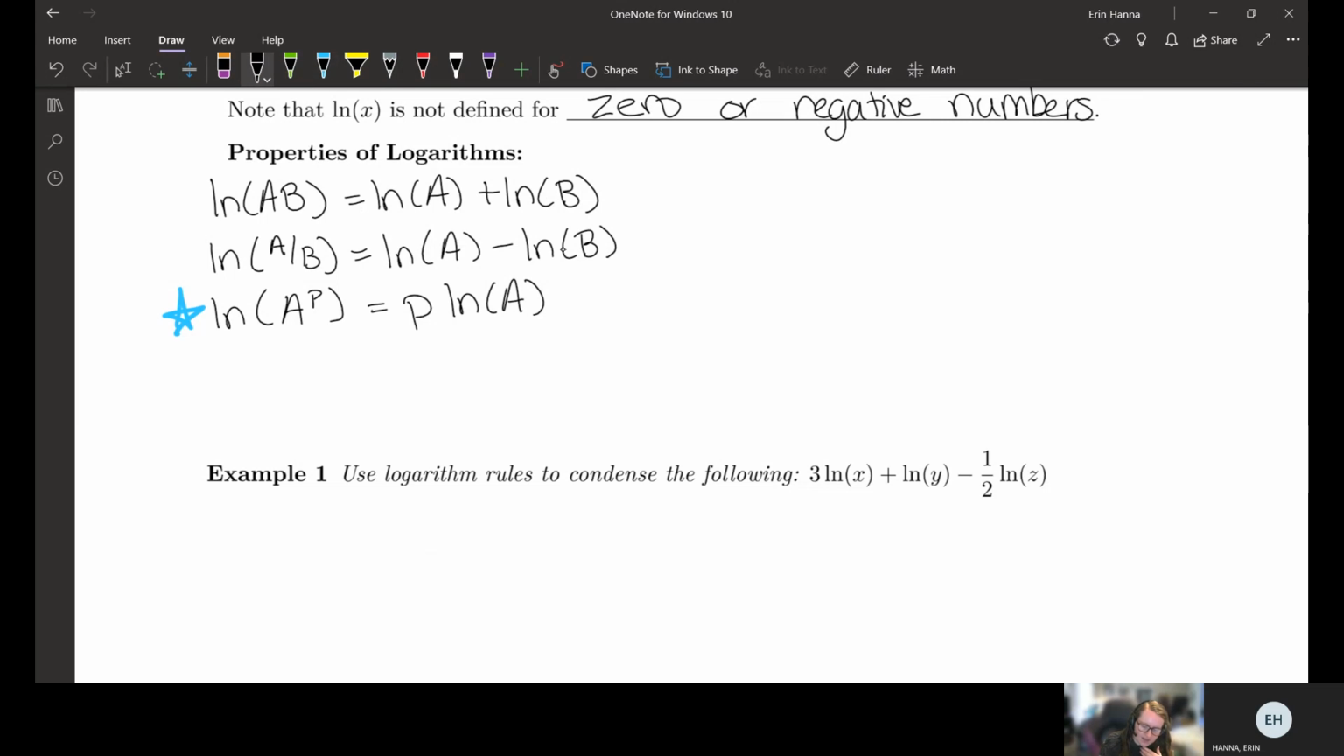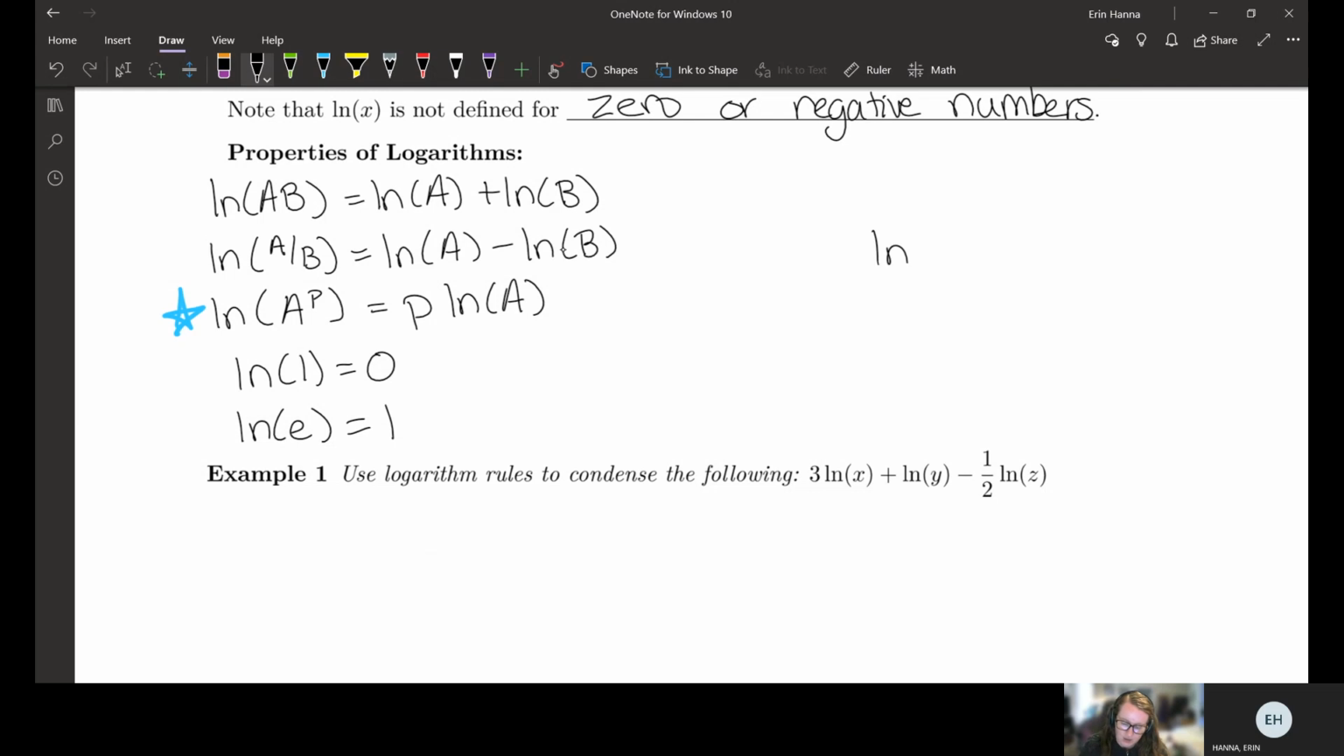And then we have that the natural log of 1 is equal to 0. The natural log of e is equal to 1. These are important to remember. So those 5 are the main ones that you are going to want to commit to memory. You are going to want to remember that they are able to be used and know how to use them.